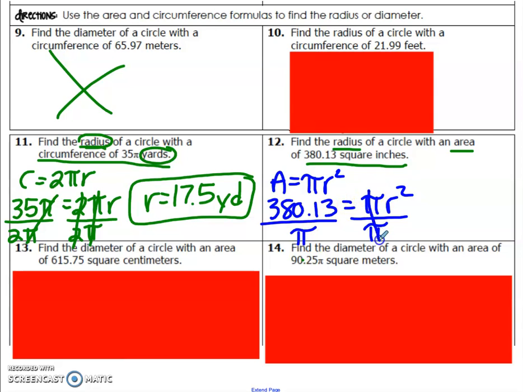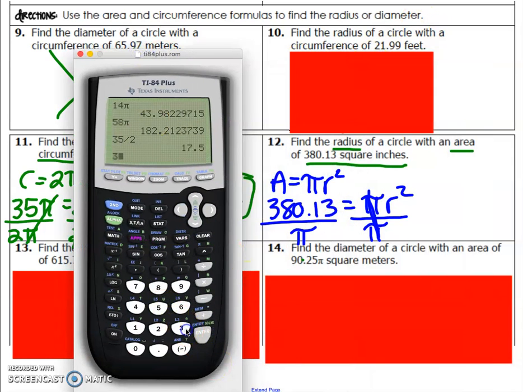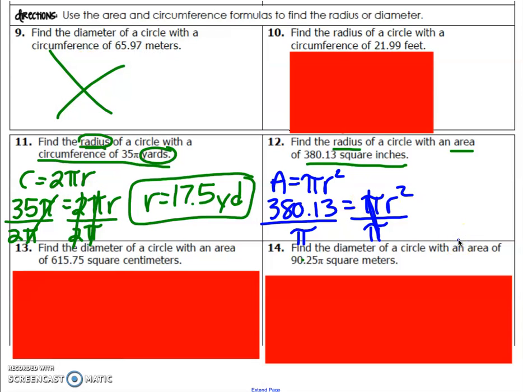So pi is going to cancel out on the right side, but unfortunately not on the left side. So we're going to type this in the calculator. 380.13 divided by, and then find your pi symbol. So that would be 120.999, so let's just go ahead and round that to 121. So that's on the left side, and on the right side, you still have that r squared.